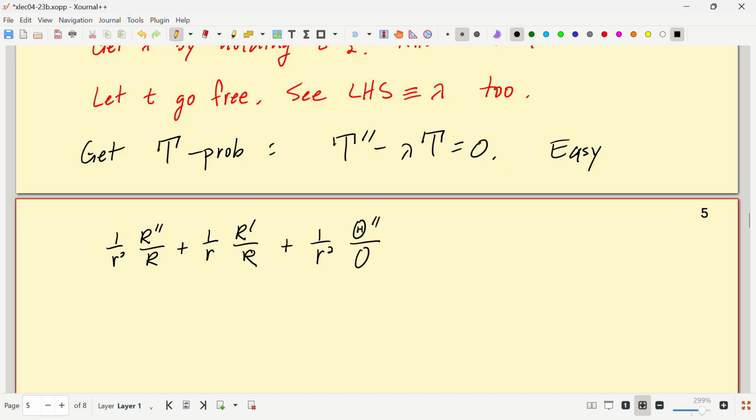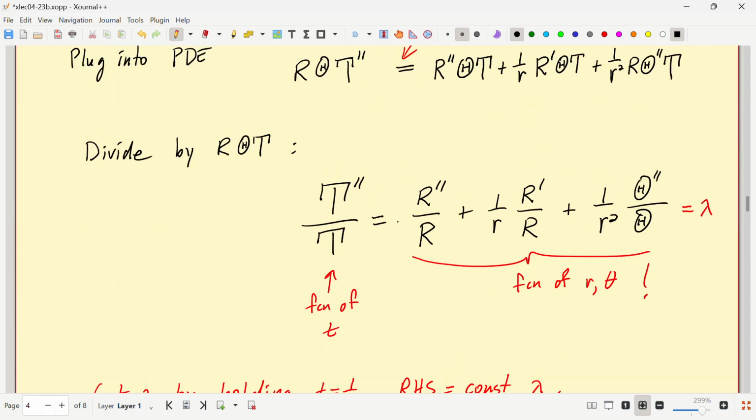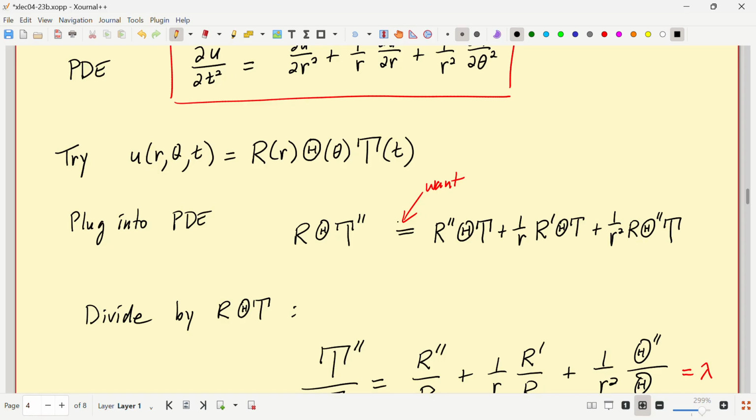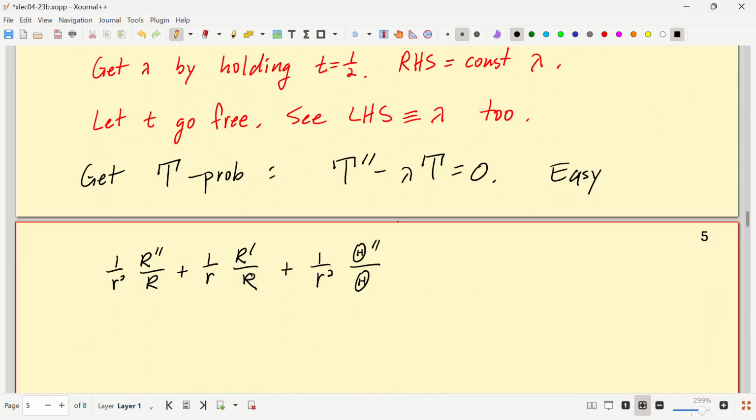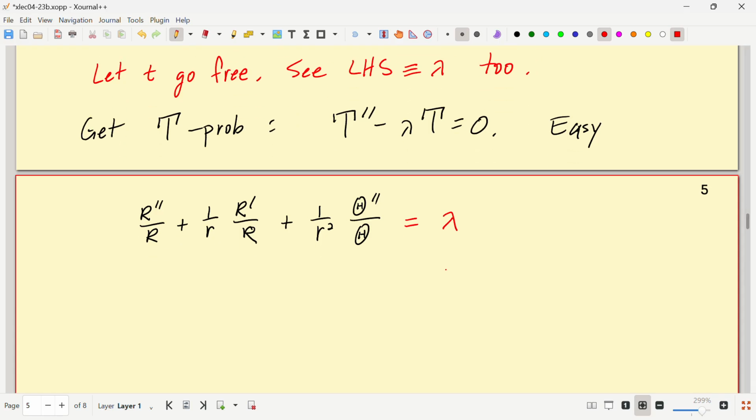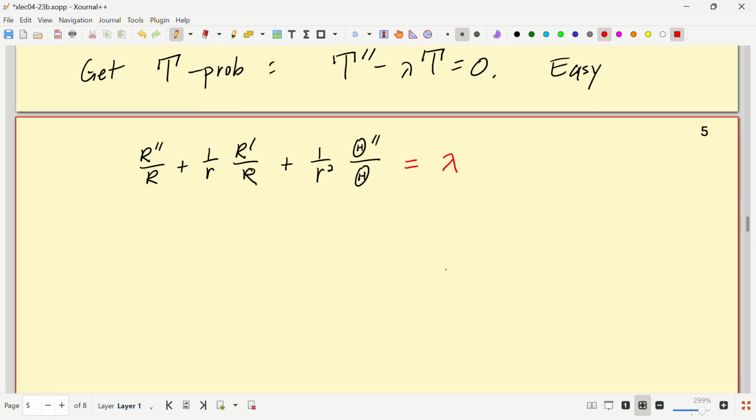Is there 1 over r squared in front of the R prime, R double prime? Isn't there? Nope. Did I mess something up? I don't think there's 1 over r. You're right, there isn't. And those are equal to lambda. Okay, so interesting. I've got a function of r floating around, and the other thing there is a function of theta. So now I'm going to multiply by r squared.